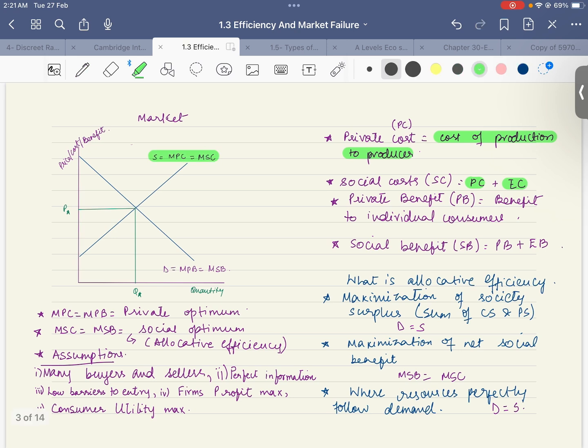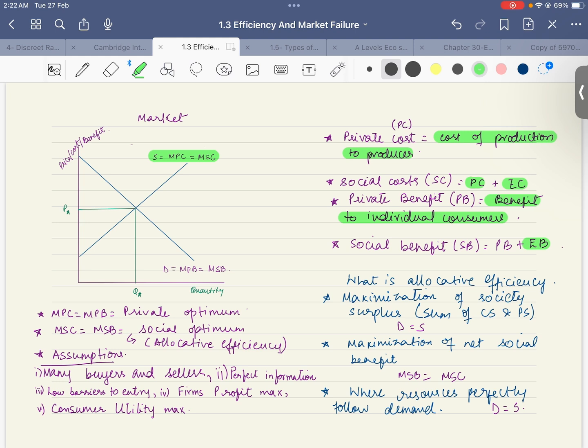Now let's talk about private benefits. Private benefits are benefits to the individual consumer that they derive out of consuming a good. Marginal private benefit means the additional benefit that the consumer derives out of consuming an additional or one more unit of a good. Social benefit, on the other hand, is the sum of private benefit and external benefit. External benefit is the benefit that the third party derives when a good is consumed.